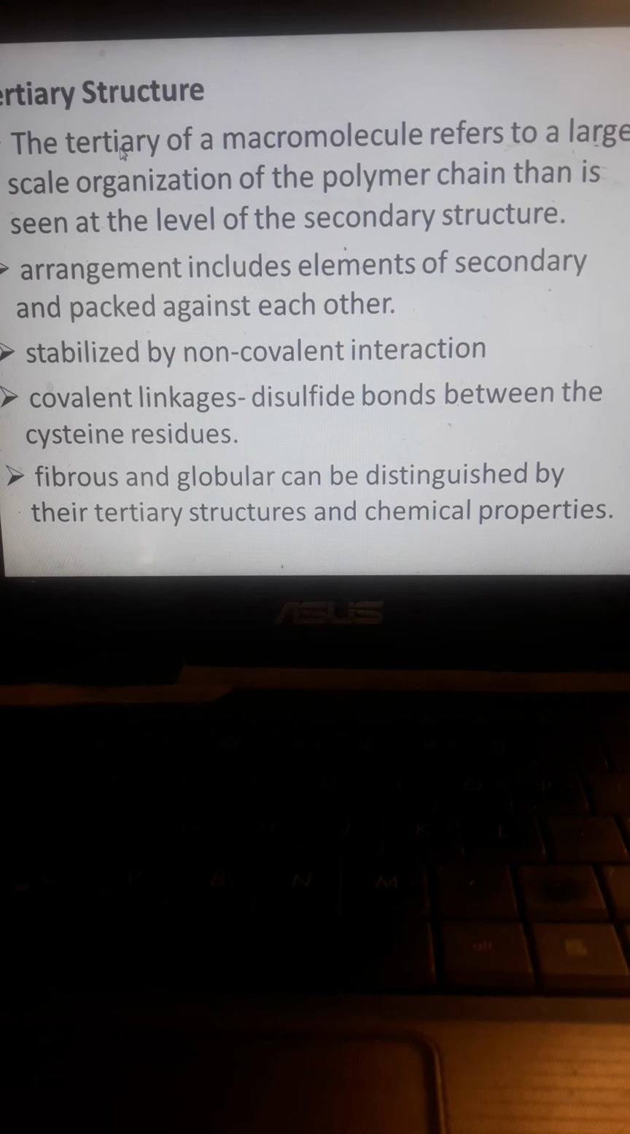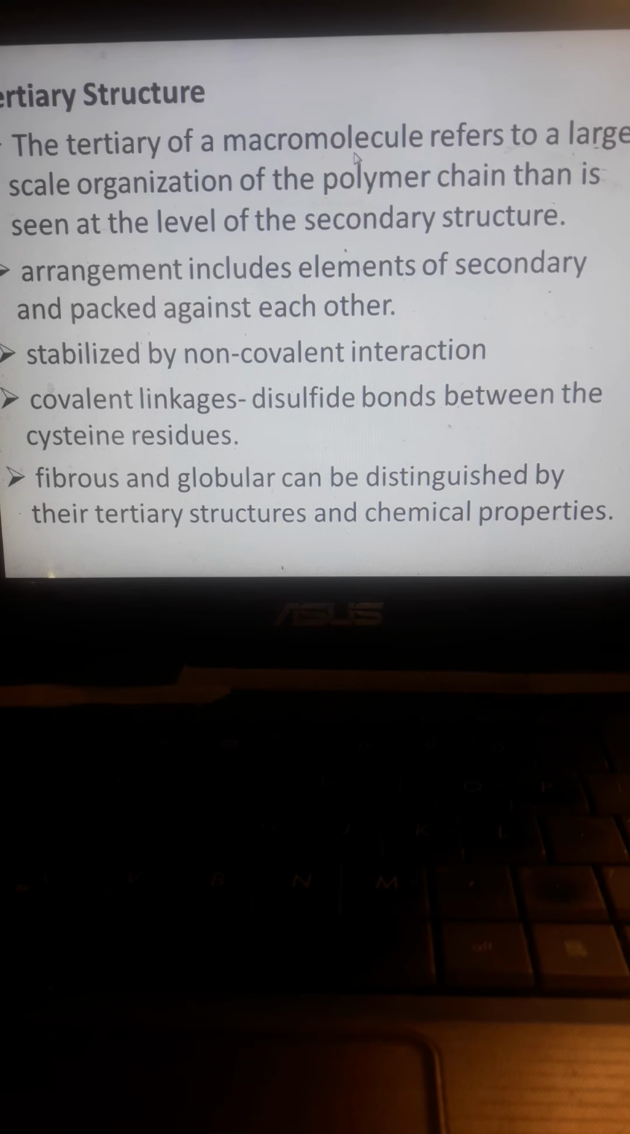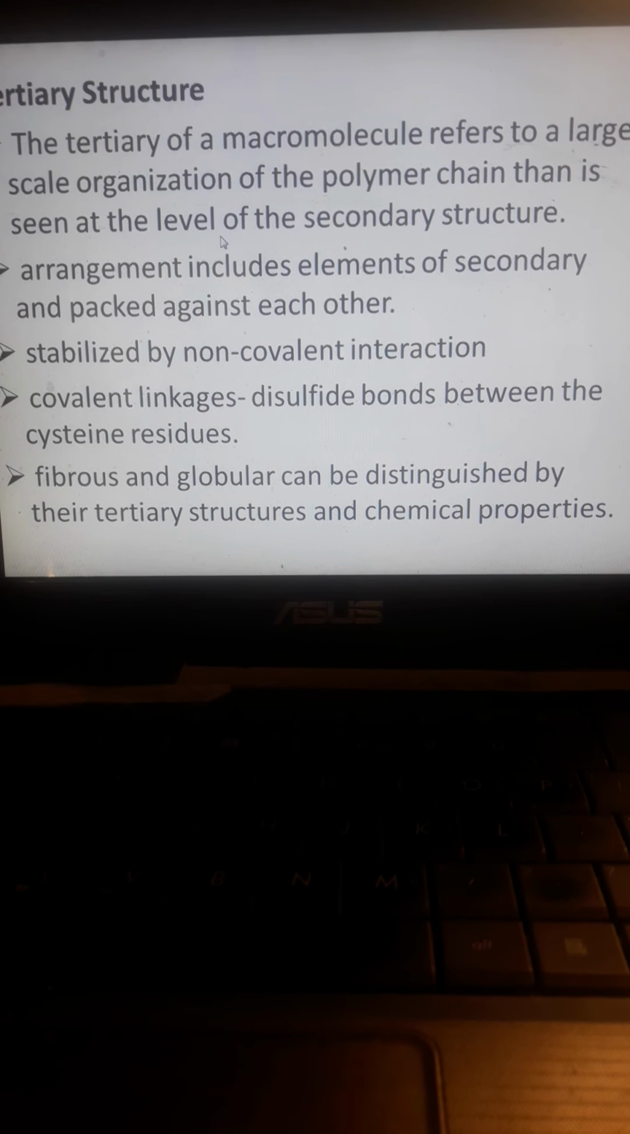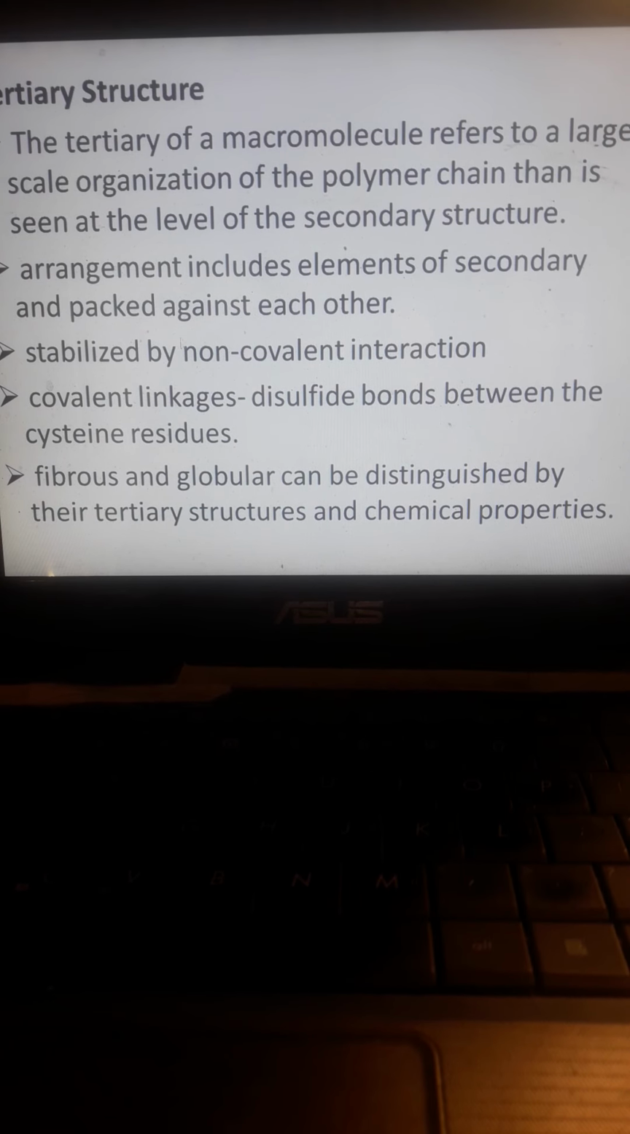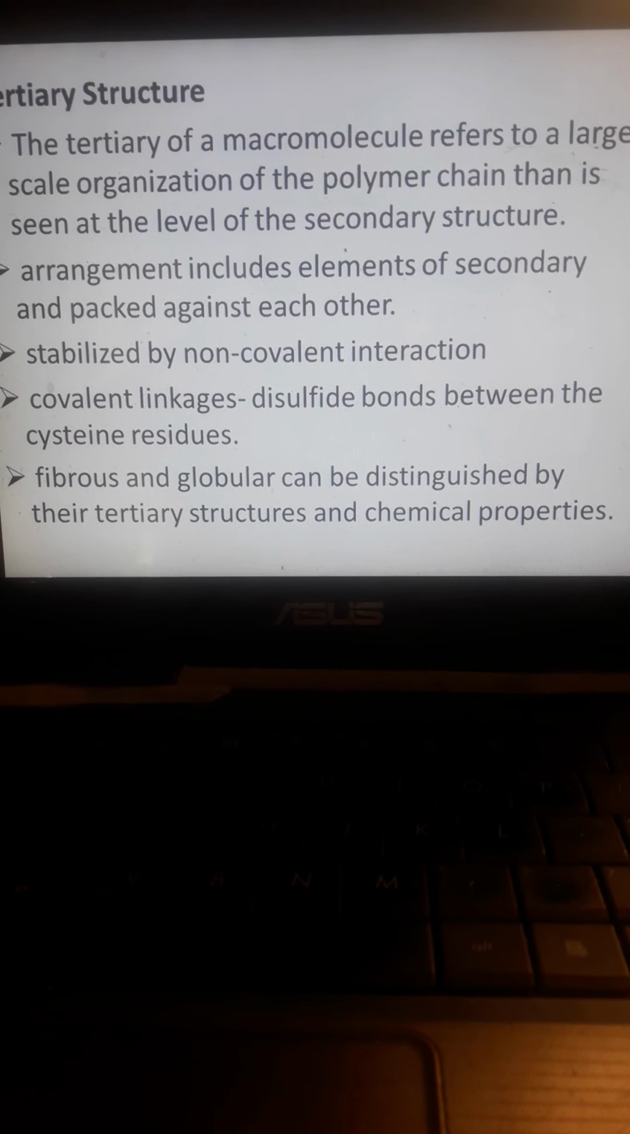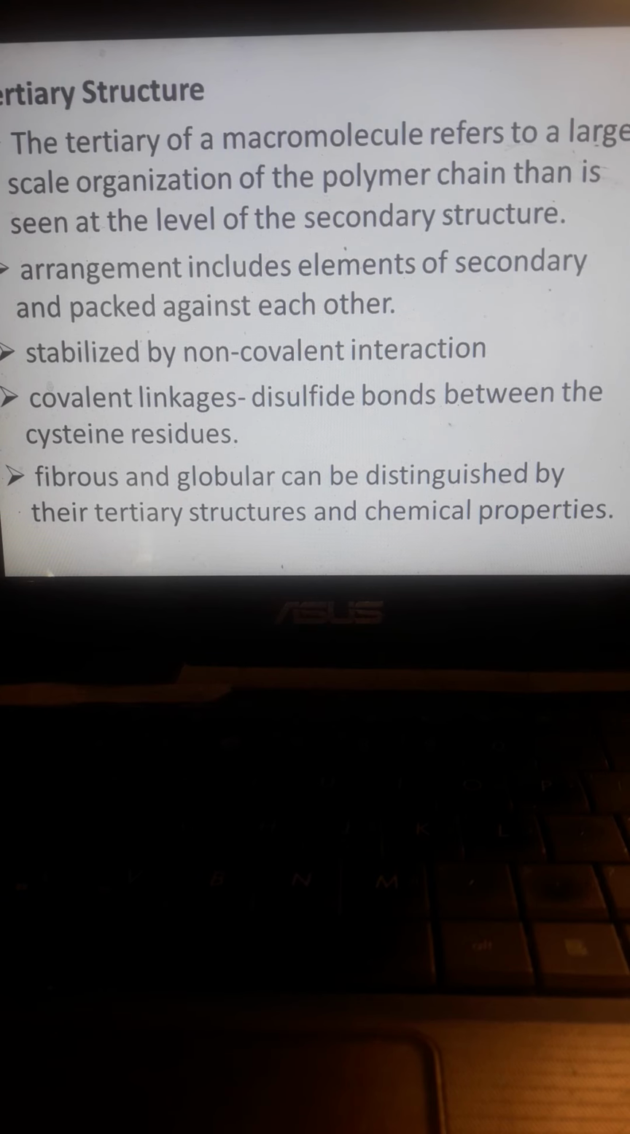So tertiary structure. The tertiary structure, macromolecule, that is big molecules, refers to large-scale organization of polymer chain that is seen in the level of the secondary structure. So arrangement includes secondary impact against each other. So when you say tertiary, parang secondary siya plus another secondary, so they are held together. So tama, no, this is called tertiary structure already. Okay, stabilized by non-covalent. So mayroon siyang linkage sa disulfide bond between cysteine residues, because cysteine, based on the structure, my dear student, it has a sulfur group or disulfide. Disulfide, 2 sulfide o 2 sulfur group.